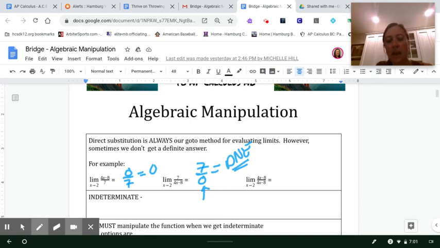Now check out this next one. I want to substitute my 2 to take the limit. 4 times 2 is 8. 8 minus 8 is 0 over 0. Now that's different. That's not 0 over a number, and that's not a number over 0. That's 0 divided by 0.